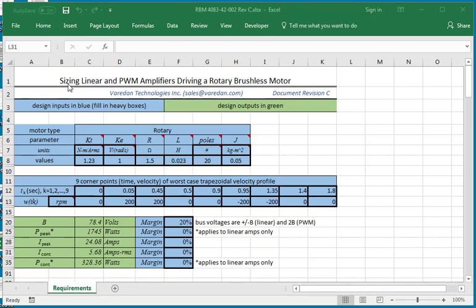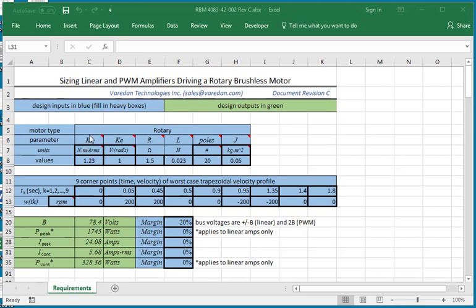Here's the spreadsheet for sizing linear and PWM amplifiers driving a rotary brushless motor. The spreadsheet is color-coded. The blue indicates design inputs and the green indicates design outputs. Specifically, in these bolded cells, we input the motor parameters, with various units. Here again, for the trapezoidal velocity profile, we put in the corner points and the units.